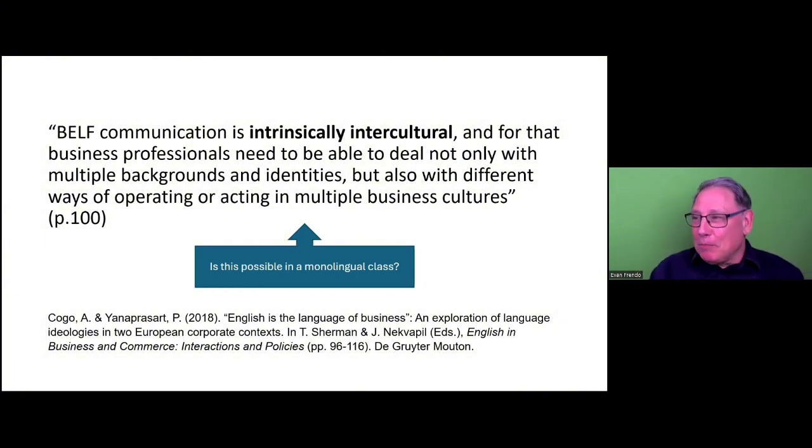BELF communication is intrinsically intercultural. And this is very well understood in business English. I mean, even in course books now, I don't think you could find a course book which doesn't have quite a lot of intercultural input, and we're all very familiar with all sorts of activities, critical incidents, awareness-raising activities, and so on. So this is part and parcel of BELF.